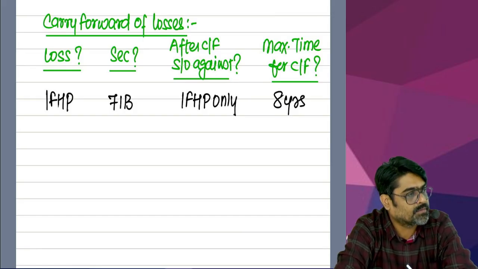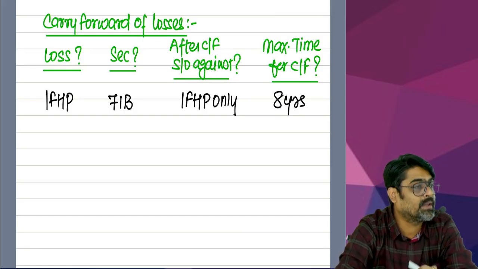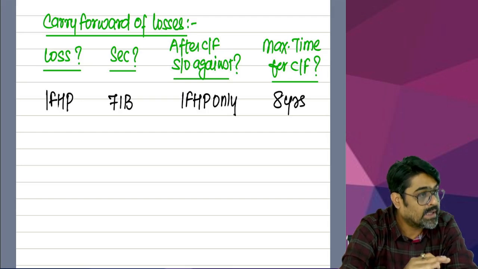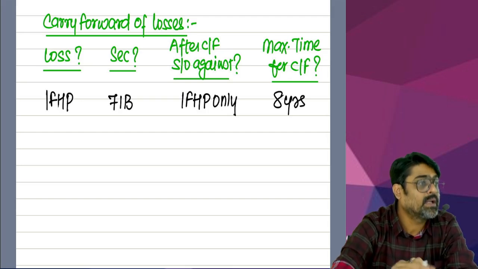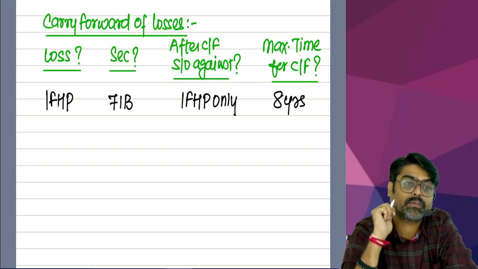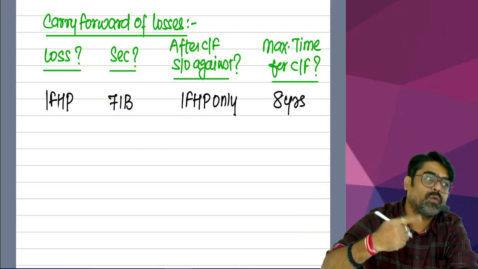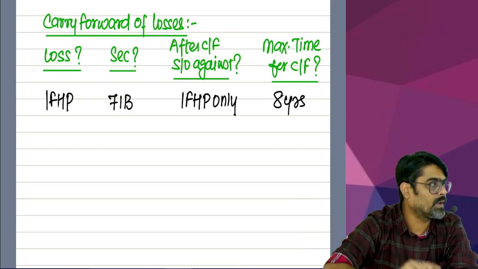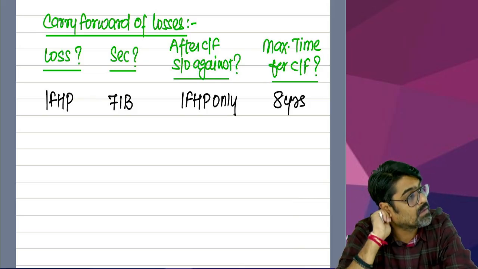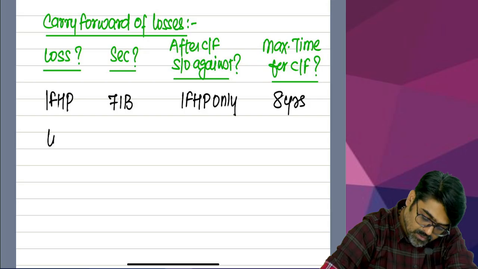Maximum 8 years. Maximum. So this year's loss is carried forward for the first time in the next year. Then next to next year. Then next to next year. Likewise, it can be carried forward for maximum 8 years. Within the next 8 years, in any year, if you have house property income, from that income you can set off this loss. Yes or no? Will you remember this?